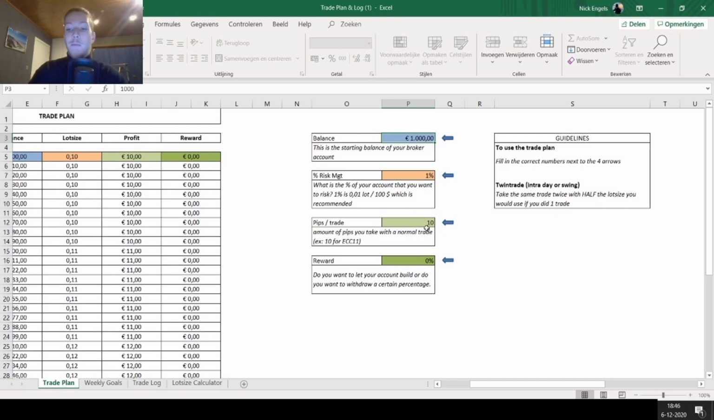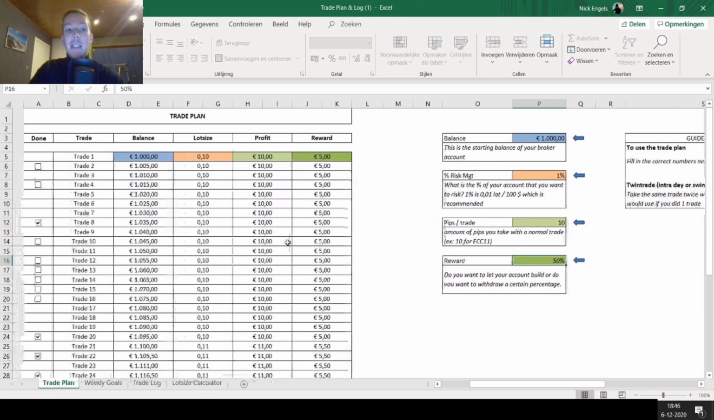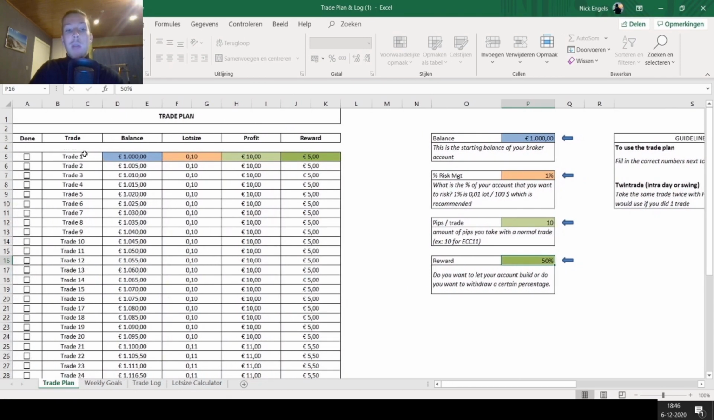Then the last step you can choose is if you want to reward yourself with a certain percentage on every single trade, or if you actually just want to build your account fully. Imagine we want to reward ourselves with 50%. We filled this in. That means that if on our first trade we have a profit of 10 euros or $10, we will actually reward ourselves with $5.